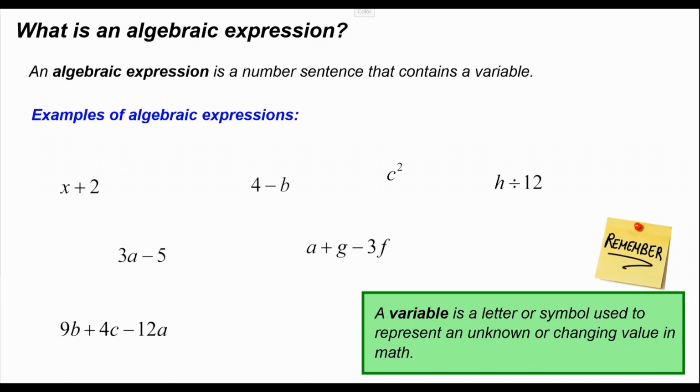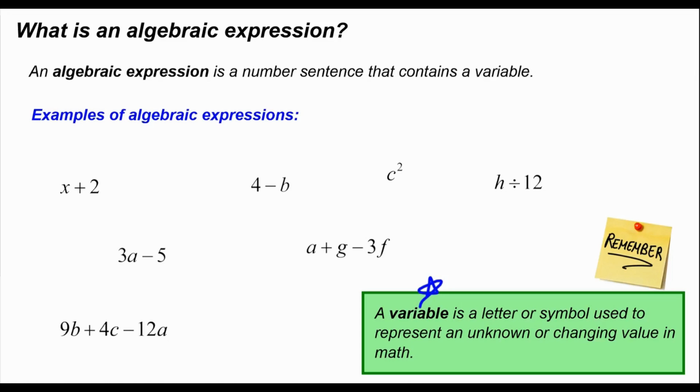There's nothing too complex about algebraic expressions. They're just number sentences that contain variables. And remember, a variable is a letter or symbol used to represent an unknown or a changing value in math. So whenever we have something that we don't know the value of, or the value is always changing, we use a letter to represent that amount, and that's called a variable.